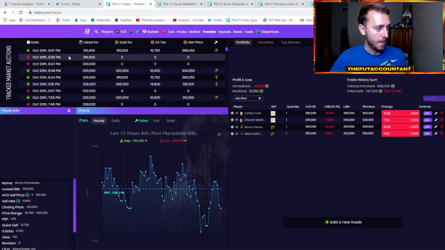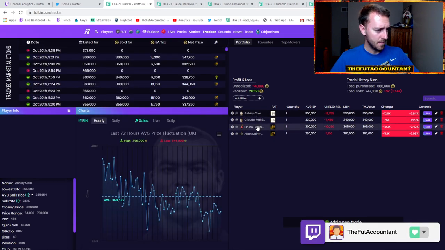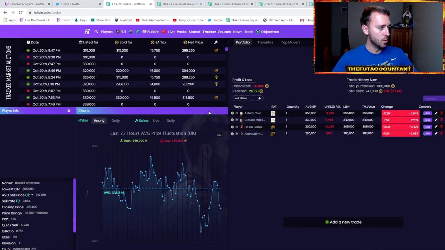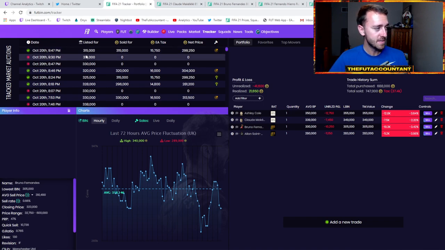You can see here, Bruno Fernandes listing. I'm recording at 10:27 p.m., so I'm actually going to refresh my page right now and see what this looks like. I'm going to go to Bruno again. Okay, so boom, 9:47 p.m. was the last recorded sale on Bruno Fernandes. This card sold, that's what the green check mark means. It sold for 315,000 coins.